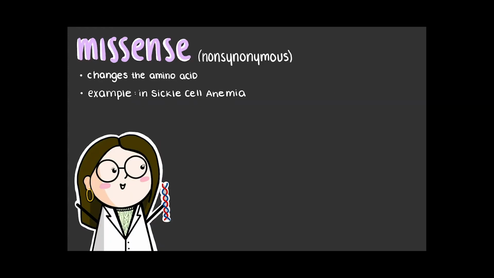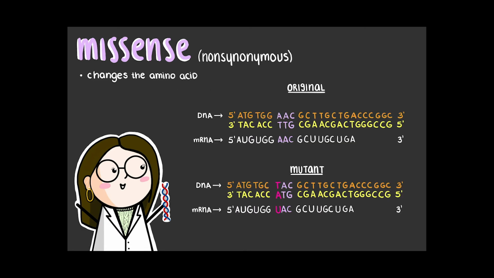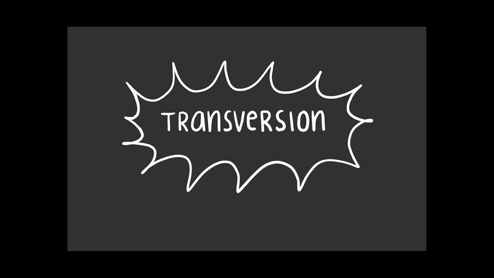First, we will be looking at the missense effect, which causes a change in the amino acid that is coded, for which an example occurs in sickle cell anemia. Here you can see the original and mutant strands. Specifically here, A8C mutates into TAC, which then becomes ATG and UAC, which codes for the amino acid tyrosine. As you can see, there is a change in the amino acid since the original strand coded for asparagine instead. This would then be classified as a transversion because it changes from a purine to a pyrimidine.